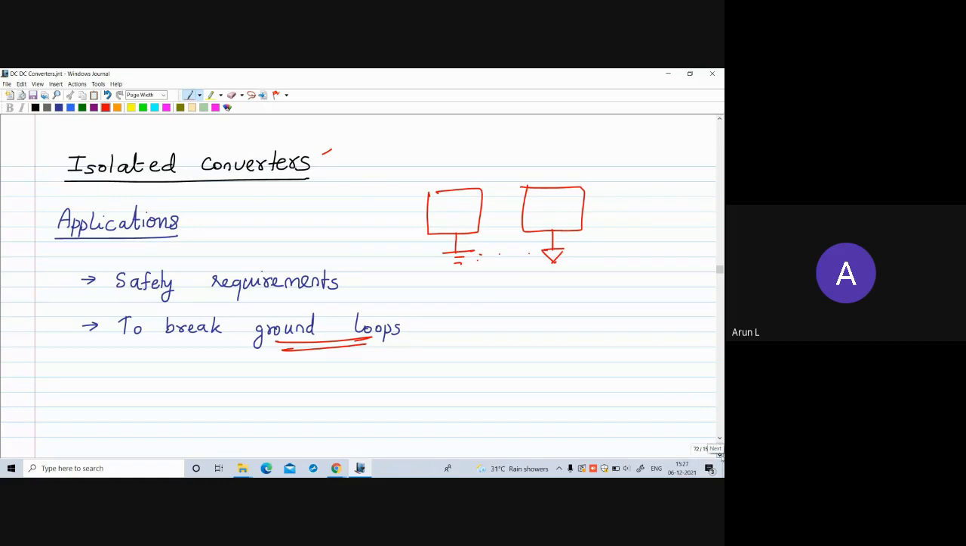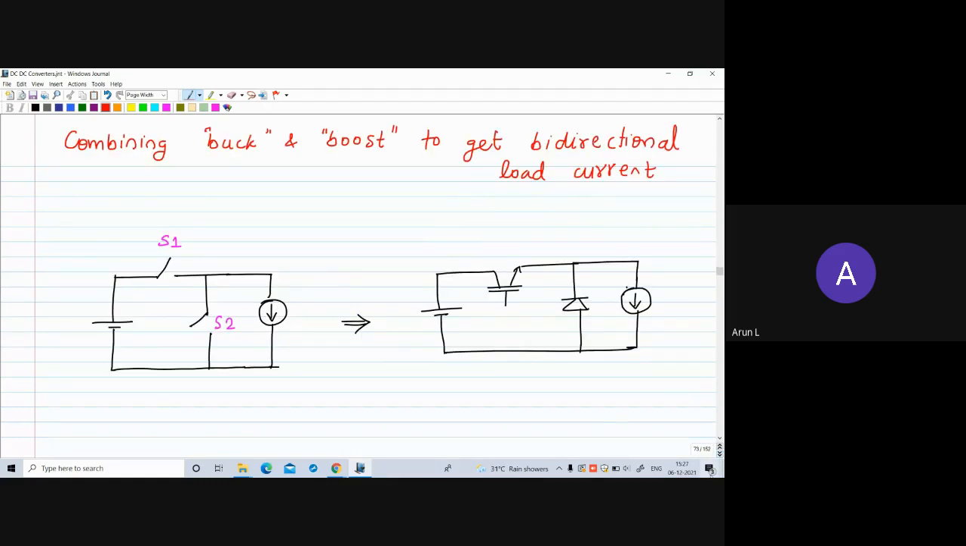So we have seen DC to DC conversions. Now let us go into DC to AC conversion. How can we deduce DC to AC conversion from the simple circuit that we started with? So this is the first circuit I have drawn. Let us deduce a DC to AC conversion from this.